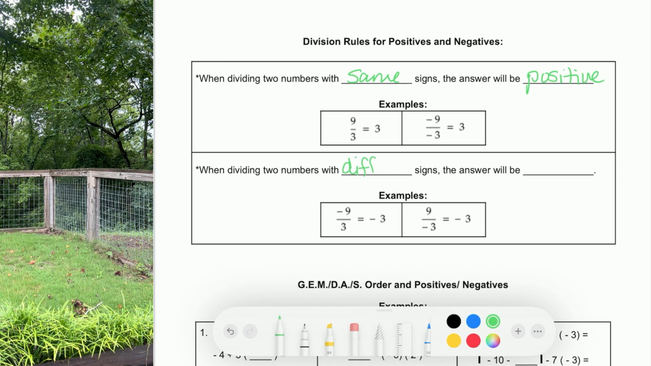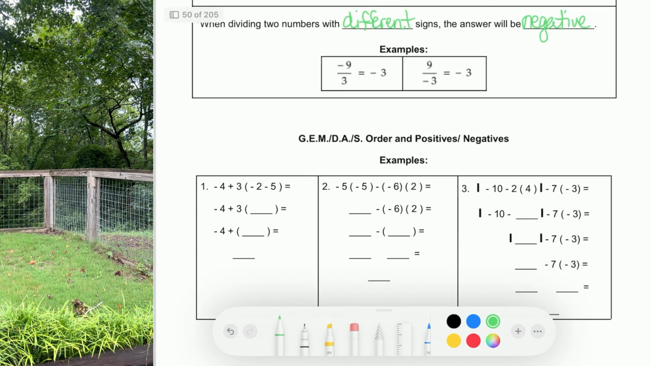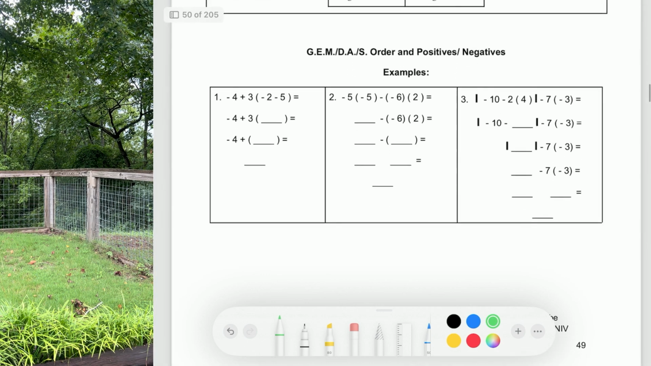When dividing two numbers with different signs, I'm sure you can probably guess now what the rule is going to be. The answer will be negative. So again, same as the multiplication rule. So what you have to remember is the multiplication and the division rules for positives and negatives are actually the same as each other, which is helpful. So looking at the examples for this one, negative 9 divided by 3 equals negative 3. What if we switch which ones are positive and negative? 9 divided by negative 3 equals negative 3. It's still negative. So if you have one of each sign, you get a negative number.